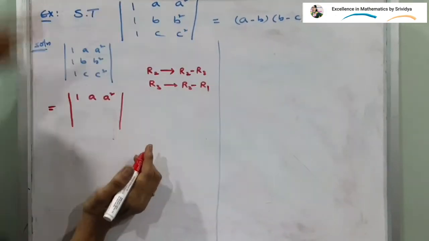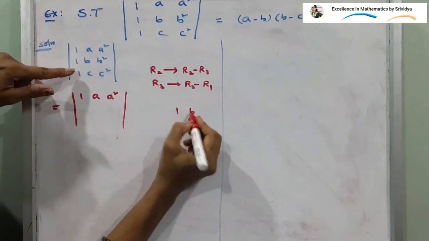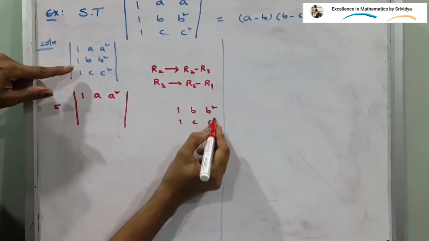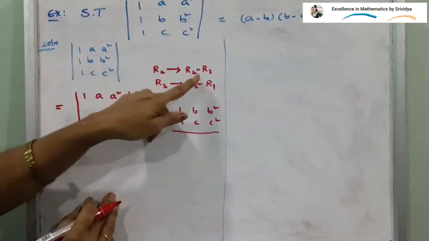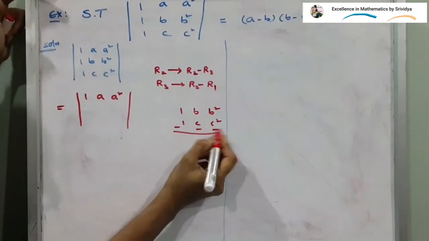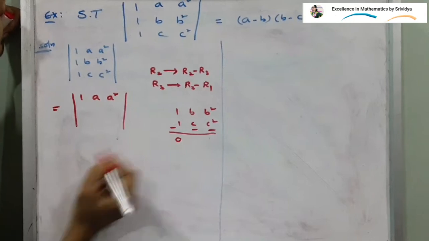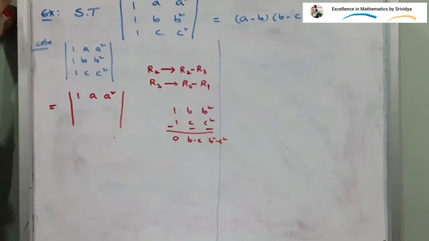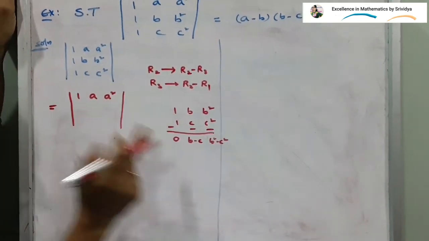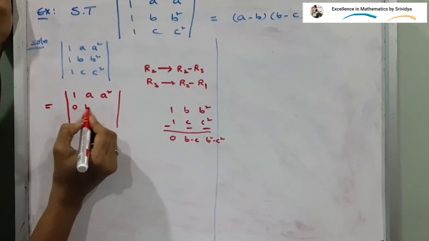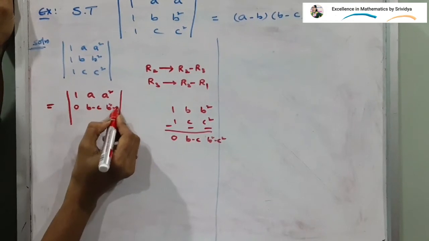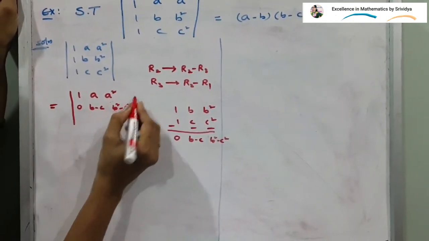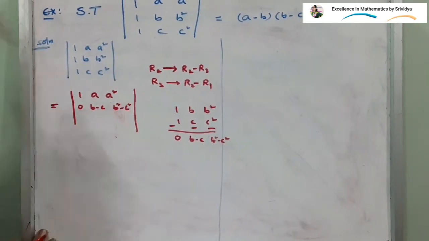First, R2 minus R3. Here R2 is 1, b, b² and R3 is 1, c, c². We have to subtract, so the second row becomes 1 − 1 = 0, b − c, b² − c².